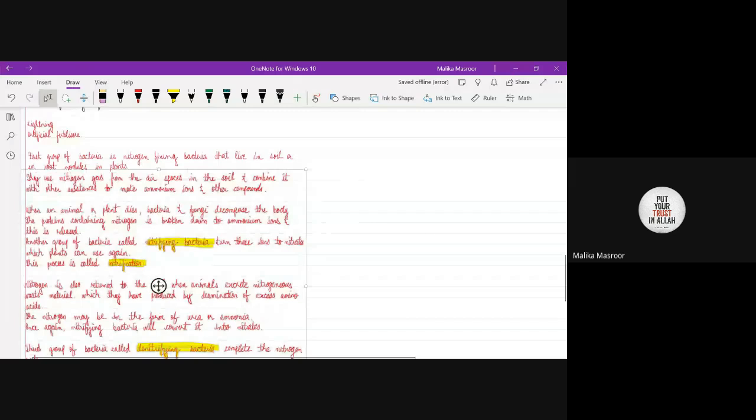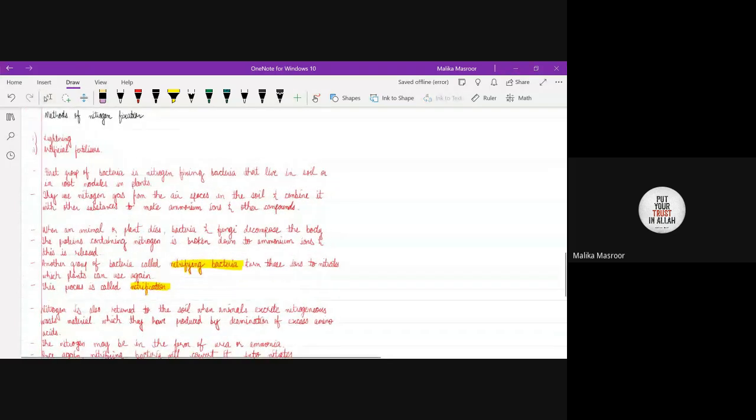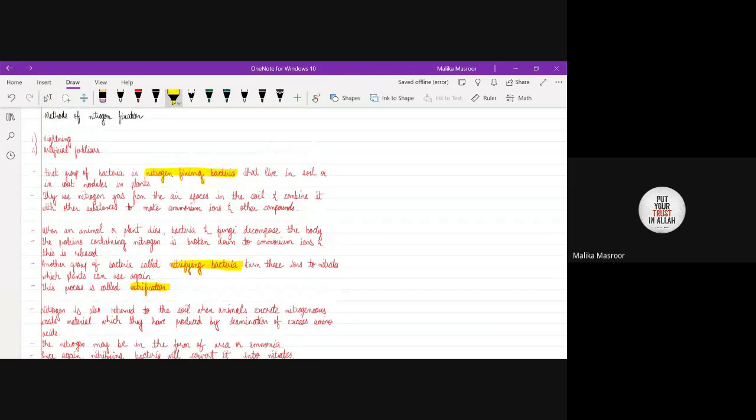Second, when an animal or plant dies, bacteria and fungi will obviously do what? They will decompose the body. The proteins containing nitrogen are broken down to ammonium ions, and then this is released. The second group of bacteria is nitrifying bacteria, which turn these ions into nitrates, which the plants can use again and again. This is called nitrification.